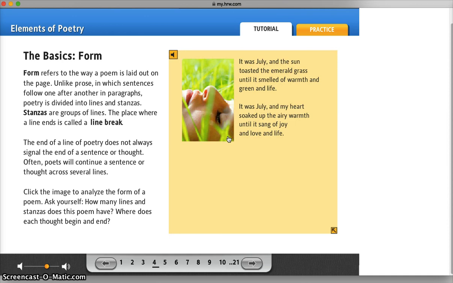It was July, and the sun toasted the emerald grass until it smelled of warmth and green and life. It was July, and my heart soaked up the airy warmth until it sang of joy and love and life.